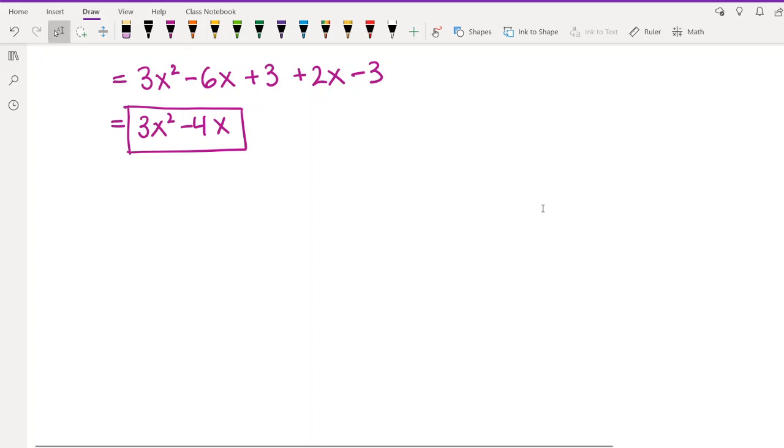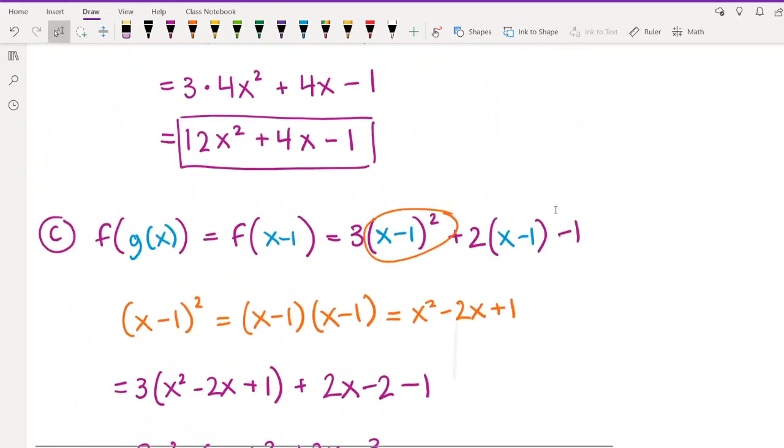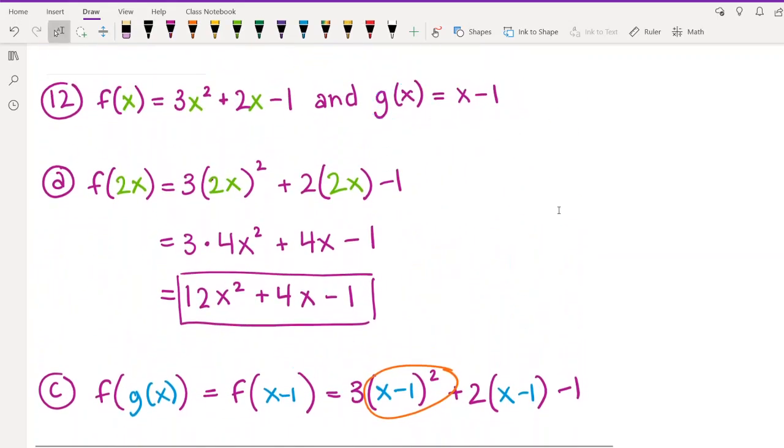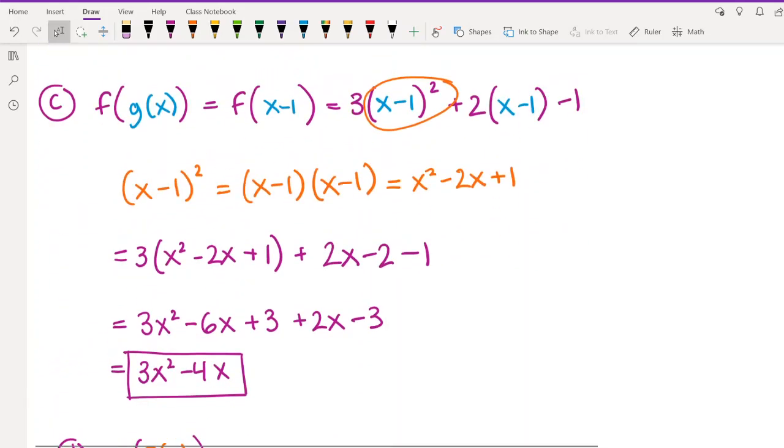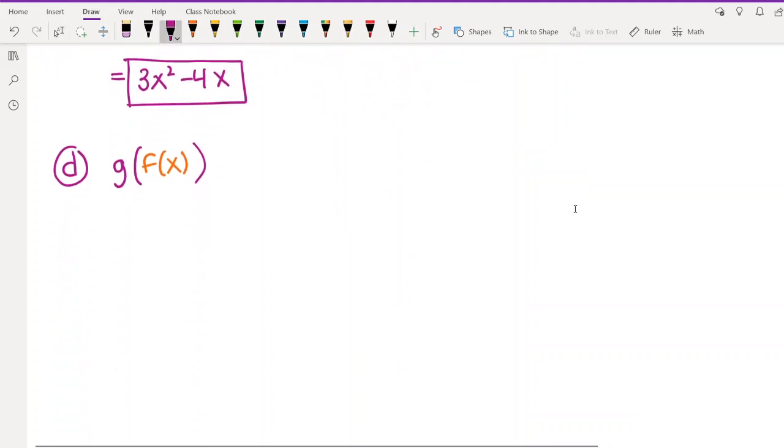Okay, so the next one is asking us now to find instead g of f of x. So it's basically asking us to do the reverse. So now we're going to take the function g. So g of x was equal to x minus 1. And instead of putting x in, we're going to put f of x in. So what's the function f of x equal to? f of x is equal to 3x squared plus 2x minus 1.